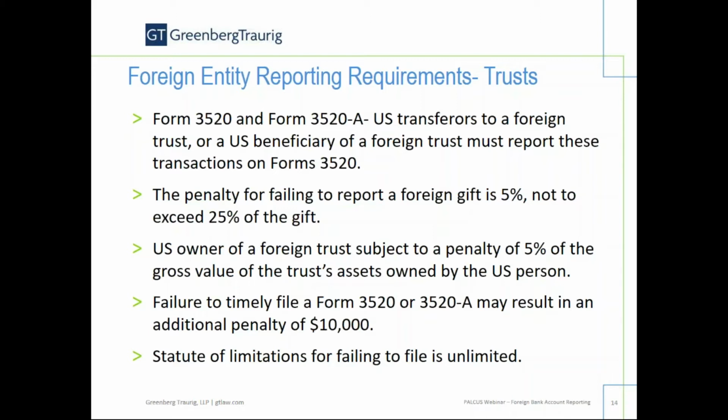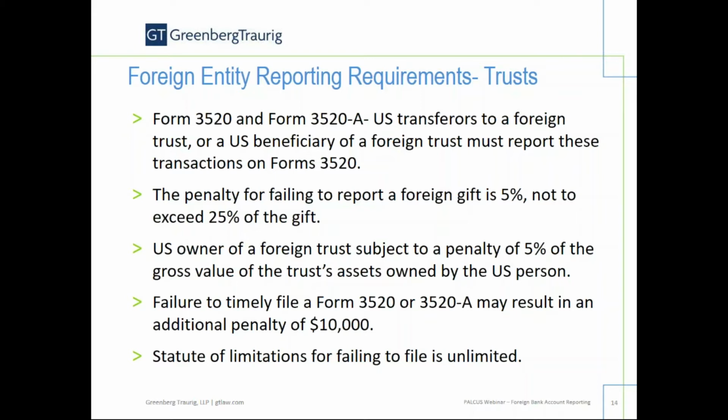Foreign entity reports are reporting that you have an interest in a foreign trust, and they require a Form 3520 or 3520A. These are really complicated forms. I don't expect you guys to understand them. That's what people like me or like accountants are supposed to determine. But failing to include them, meaning failing to include them with your income tax return, if you do have an interest in a foreign trust, has a penalty. So if you receive a foreign gift and you fail to file a Form 3520, the penalty can be up to 5% of the gift, not to exceed 25%. So that's kind of a big penalty.